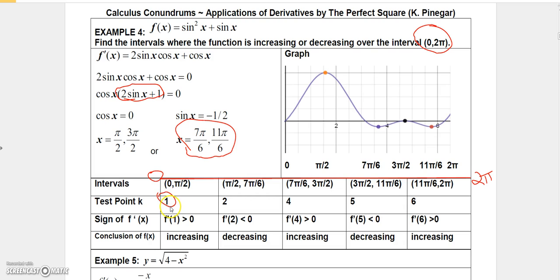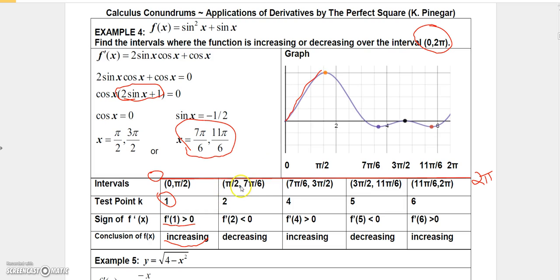So then I just plugged 1 into the derivative. Now you can grab a calculator and do this, but just plug 1 into this derivative, 2 sine x cosine x plus cosine x, and make sure it's in radians so it'll calculate it right. So when I plugged 1 radian in, the derivative turned out to be positive, so I know the function's increasing over that interval. And I'll try to draw it here, that would be this portion right here.